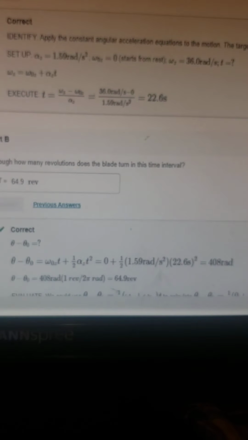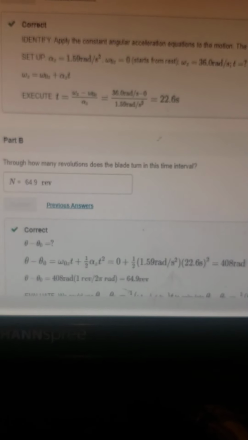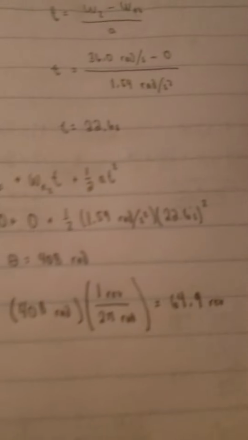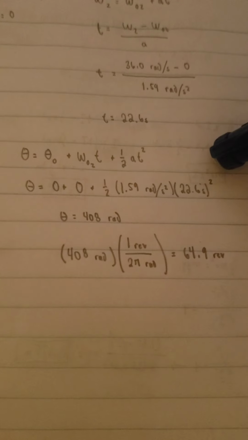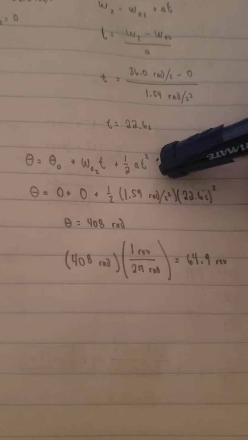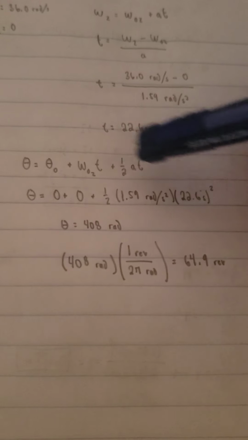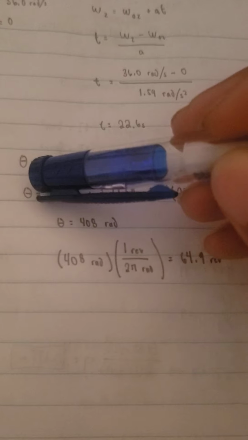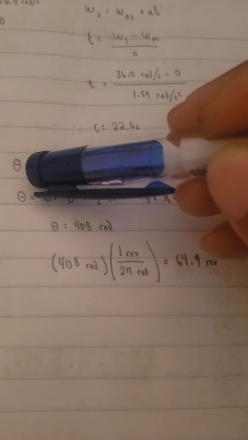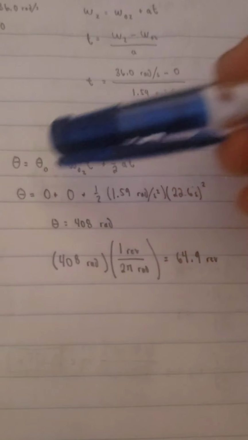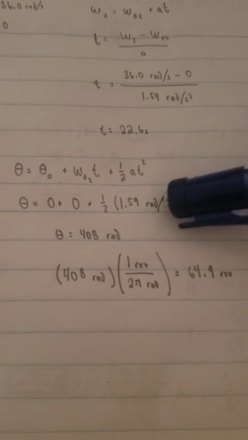Then we move on to part B. Part B reads, through how many revolutions does the blade turn in this time interval? So once again, we have a constant angular acceleration problem, so we can use one of the motion equations, which I have presented right here. And we don't have to rearrange at all because what we need to find, the amount of revolutions, is already on the correct side. So then we go about this by plugging things in.